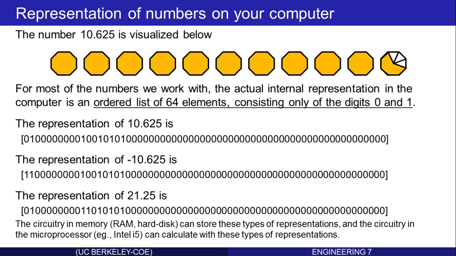The circuitry in memory, the RAM, the hard disk, can store these types of representations, and the circuitry in the microprocessor can calculate with these types of representations. We won't talk too much about the technology of why computers use 2 digits for their internal representation. In this case, technology has converged to a point where it's very easy to build large, in fact incredibly huge, numbers of circuits that can reliably store and differentiate between two things. We'll call those two things 0 and 1. They may be, in fact, a low voltage and a high voltage.